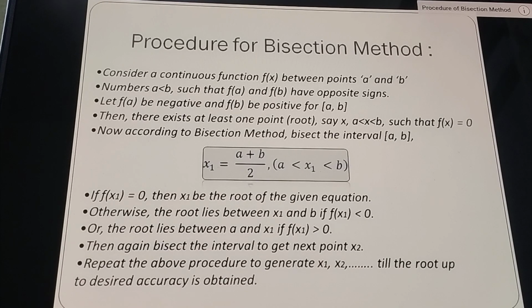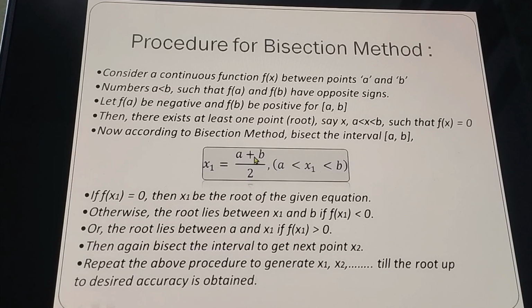The solution part here. First we need to find the bracketing solution by the random check method. And once we get this bracket, this solution, then we can go for the iterations. That iteration will go with the help of this formula that actually gives the bisection method.